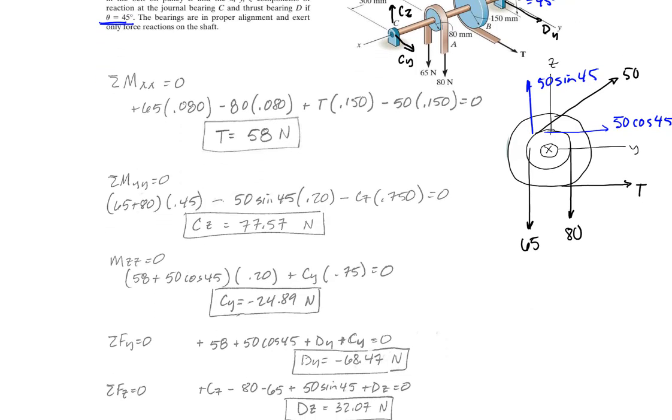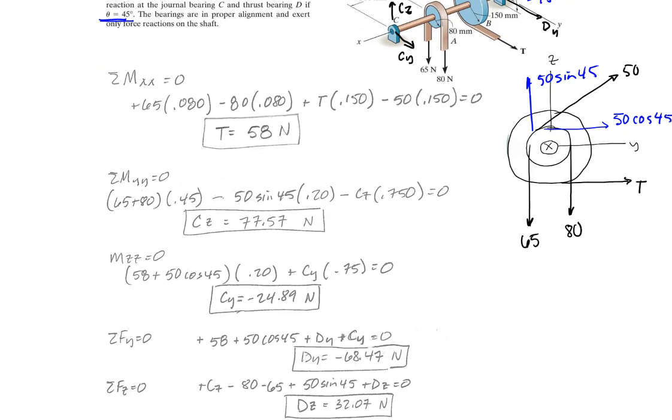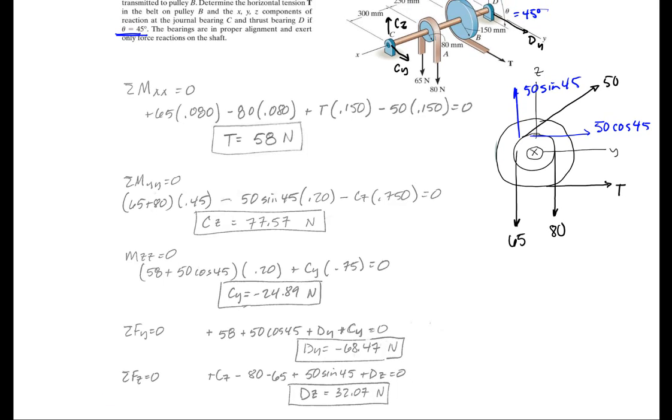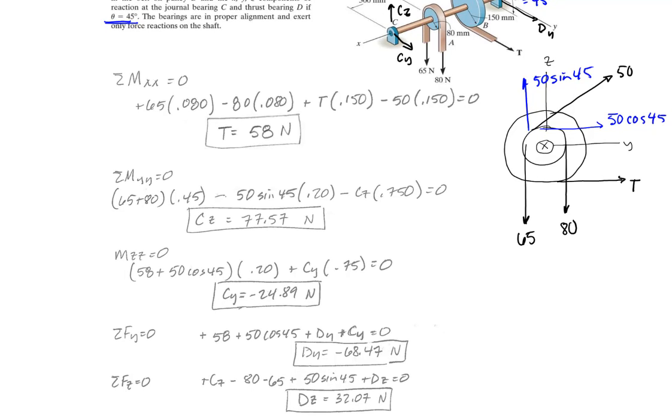Similarly, summing the forces in y equal to 0 and the forces in z equal to 0, I can get my final two reaction components. That's really the process: pick an axis about which to sum moments, solve for all the reactions that you can, then sum the forces in x, y, and z, and you should get all of the things you need.